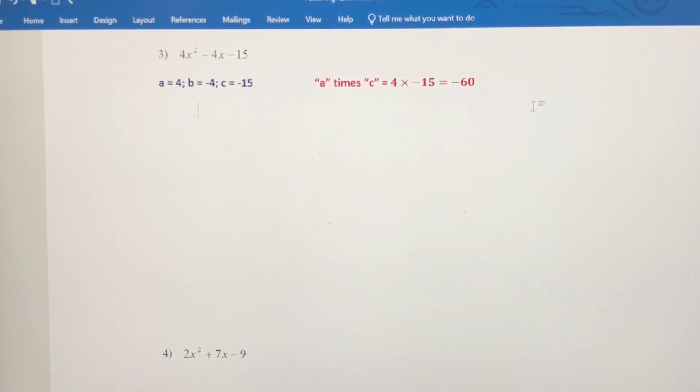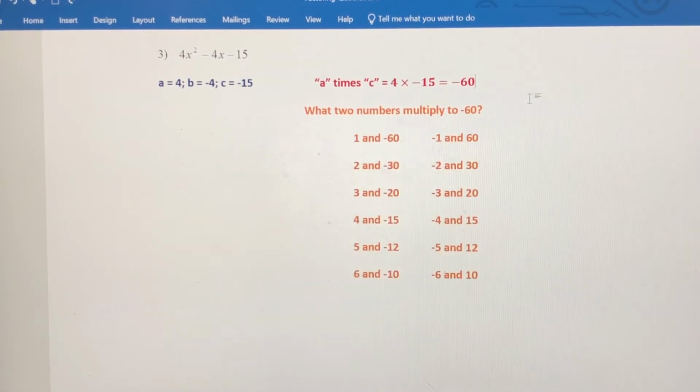Now, unlucky for us here, negative 60 has a lot of different pairs of factors, okay? So when we think about what two numbers can multiply to be negative 60, there's a bunch of those, okay? There's actually 12 different pairs that can multiply to be negative 60. All right, so take a look at those real quick. Remember, we want to think about which pair of factors combines to be negative 4, okay?